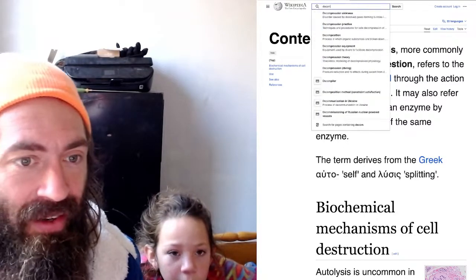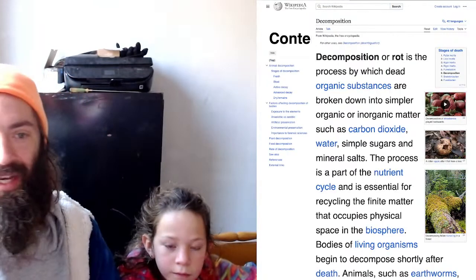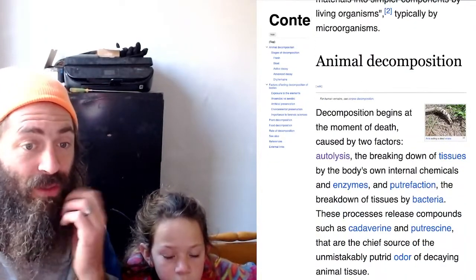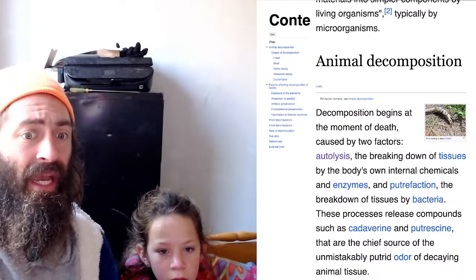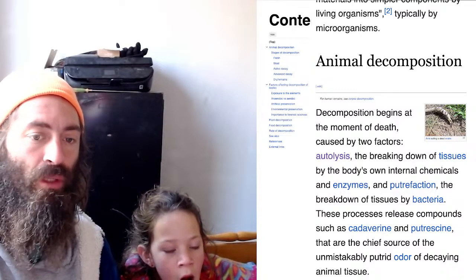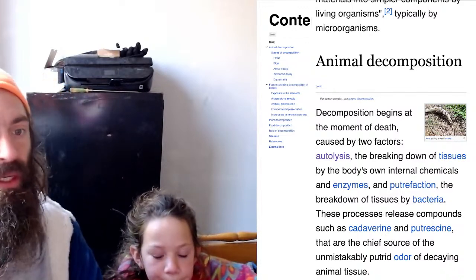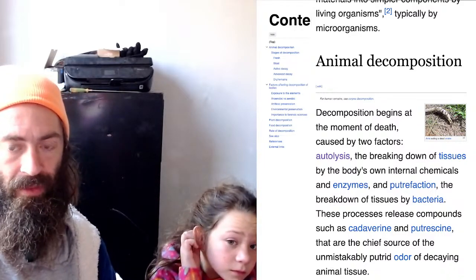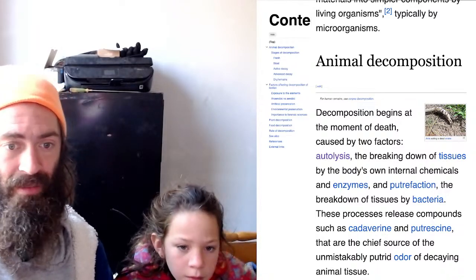Have to go back. I really need to figure out how to navigate on this interaction thing, the browser. Okay, so we're back to animal decomposition. Okay, so two factors: autolysis, which we now know is breaking oneself down through enzymes, cells breaking themselves down, which is the breaking down of tissues by the body's own internal chemicals and enzymes, and then putrefaction, the breakdown of tissues by bacteria. Okay, so two things. The moment death occurs, two factors start working: autolysis and putrefaction. And putrefaction is bacteria breaking it down. Autolysis, the cells themselves, internal chemicals and enzymes breaking them down.